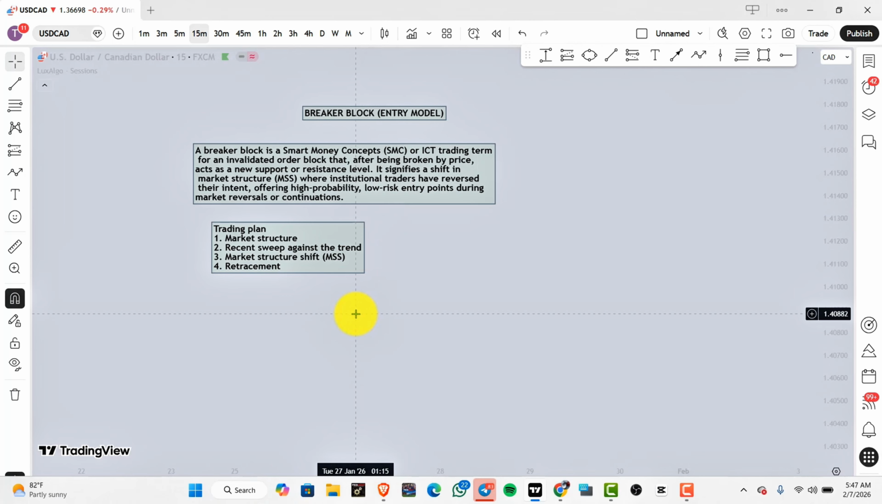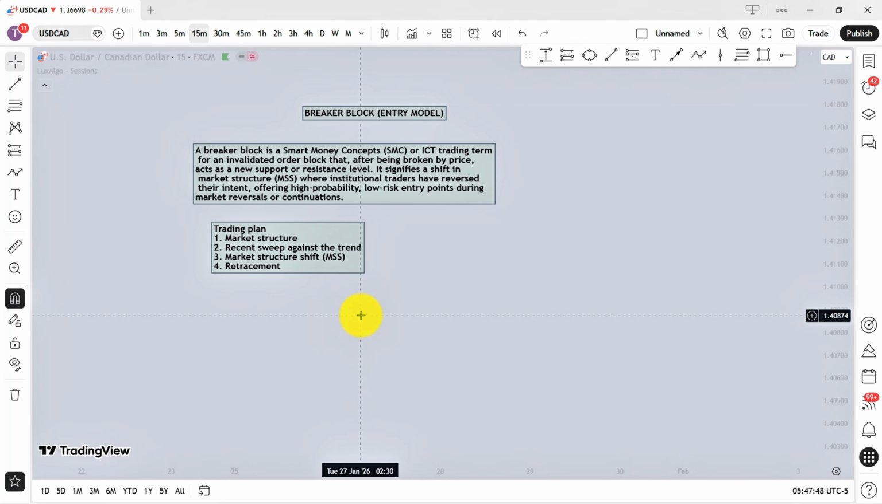The trading plan of a breaker block is, first of all, it must be in line with your market structure. It's not all breaker blocks that are actually valid. There are some breaker blocks that are not valid. If it's not in line with your market structure, trust me, you are not trading a breaker block.